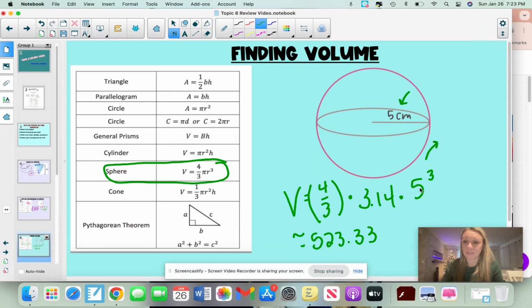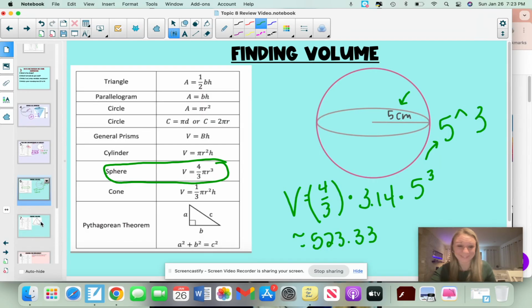Don't forget in your calculator, if you're doing 5 to the third power, it's 5 caret 3 or arrow. I know you guys always get on me for that. I call it caret, but call it arrow, whatever you want.